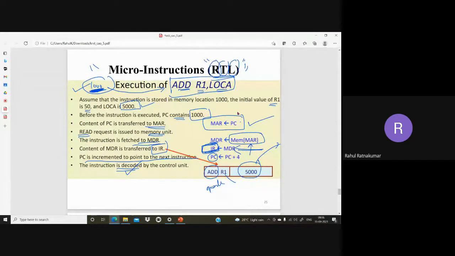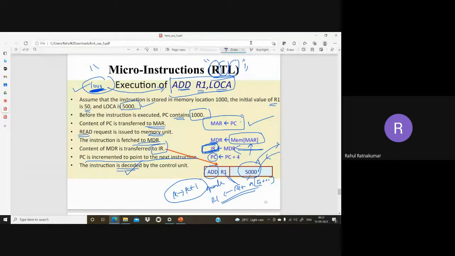So there's a memory operation here. The memory has to supply that value, and this value has to be added to R1, plus that value from the location 5000. Like this, the result is going back to R1. At the same time, PC is assigned PC plus 1, incremented, so it is pointing to the next instruction.